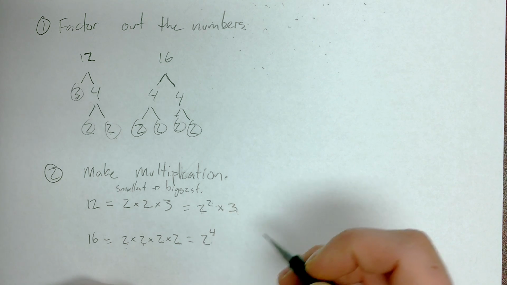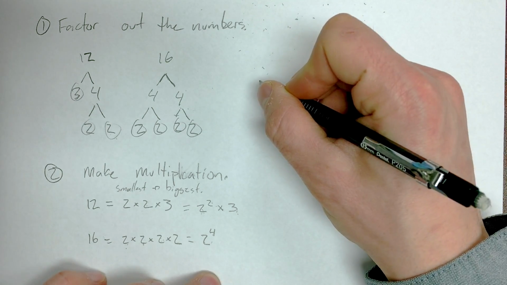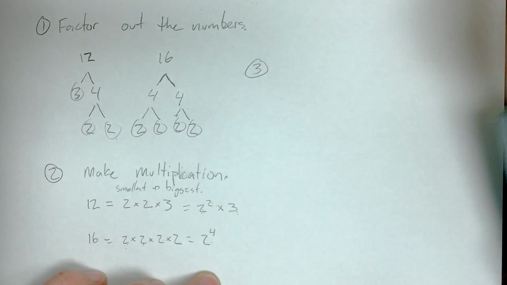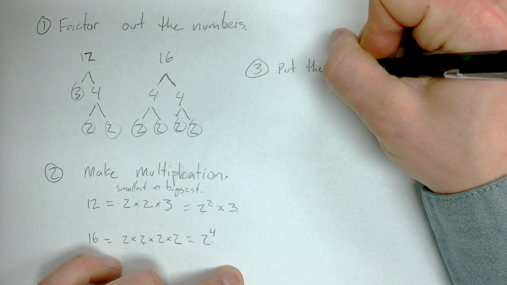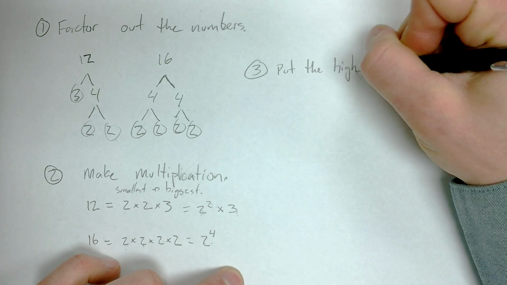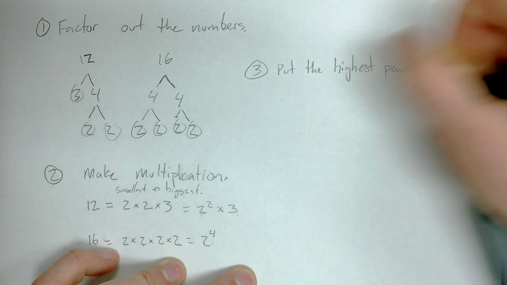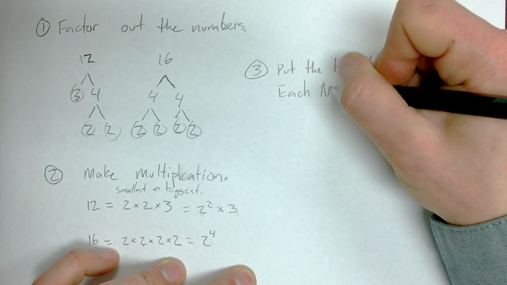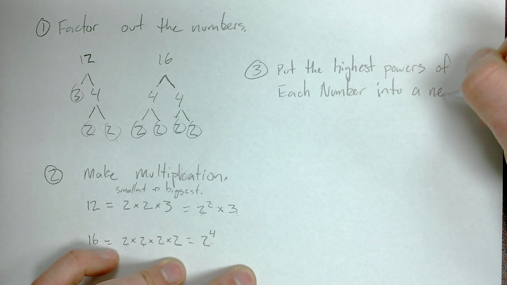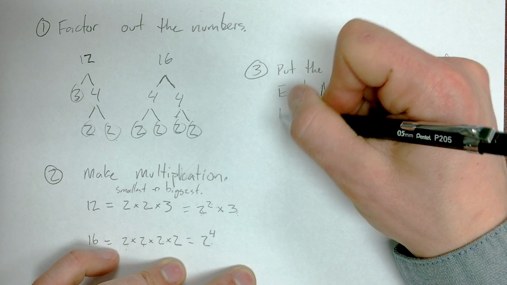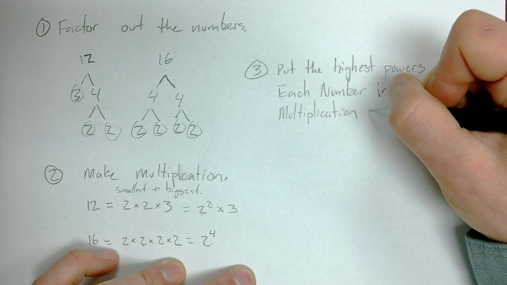Okay, now on to step number 3, and I'm going to write it up here. Step 3 is put the highest powers of each number into a new multiplication problem.